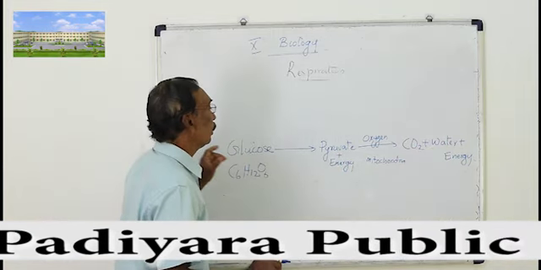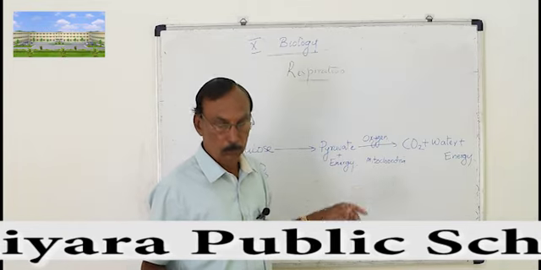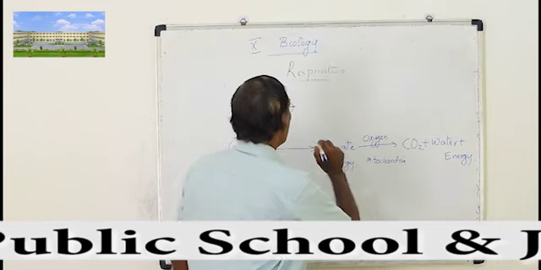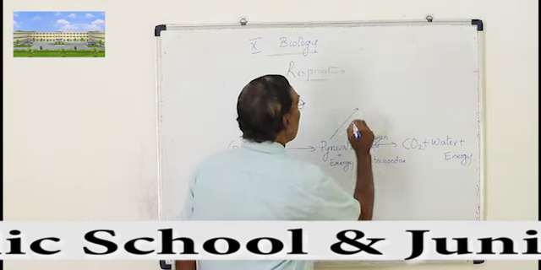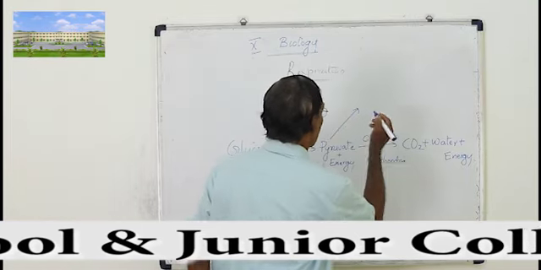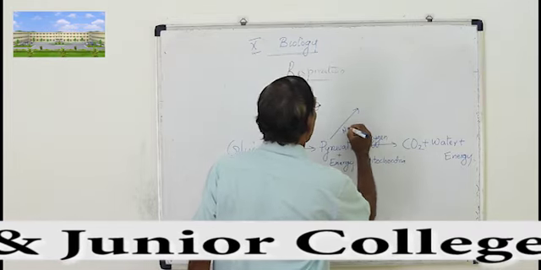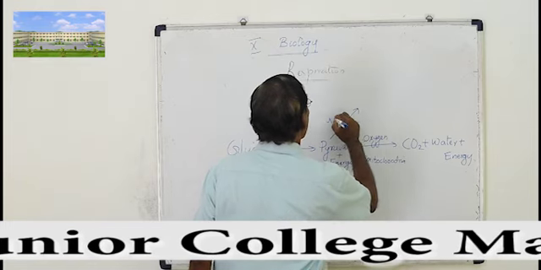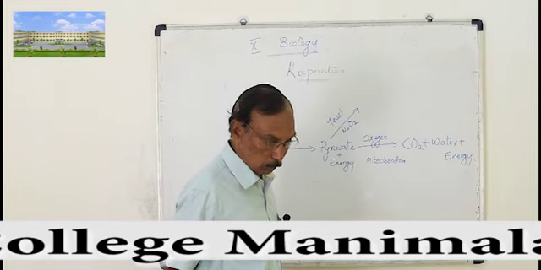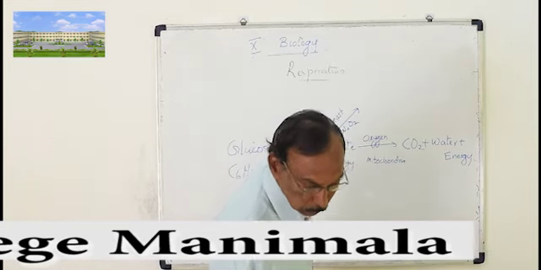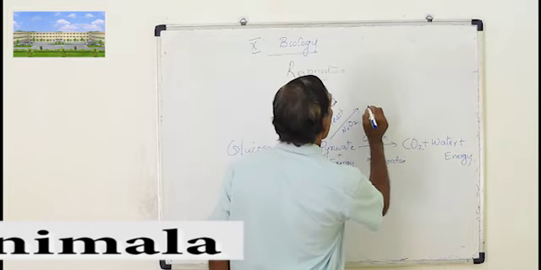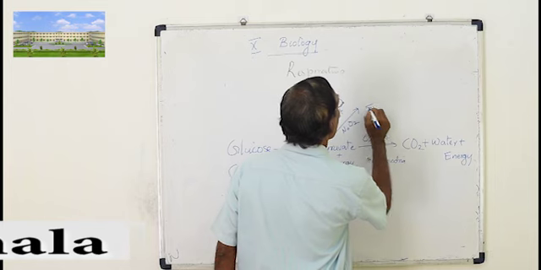But this is not applicable to all organisms. You already studied yeast. In yeast, the reaction takes place in the absence of oxygen, no O2. And pyruvate is not completely broken down into carbon dioxide and water. Instead, it is broken down and changed to ethyl alcohol.